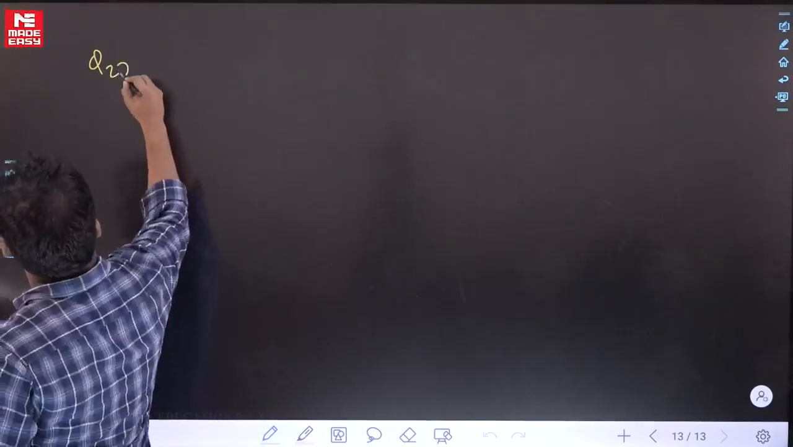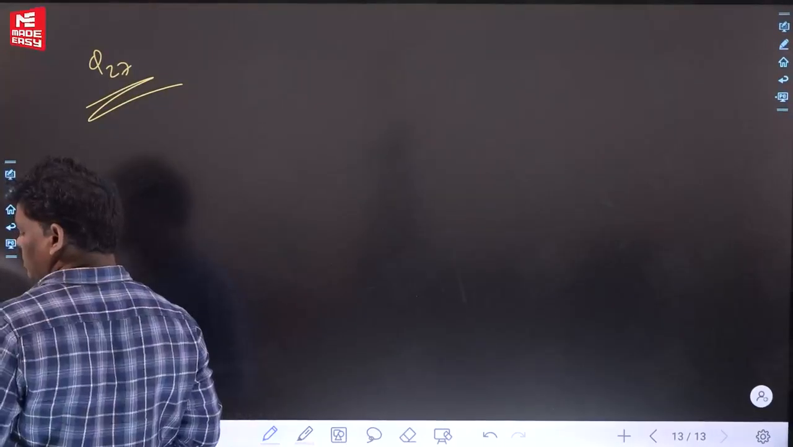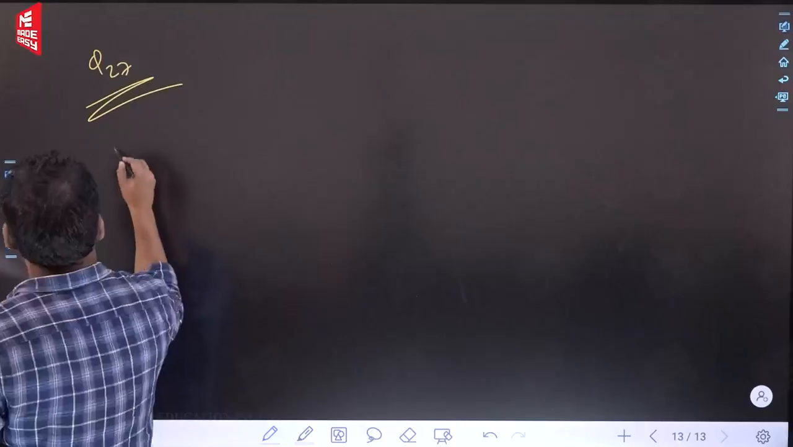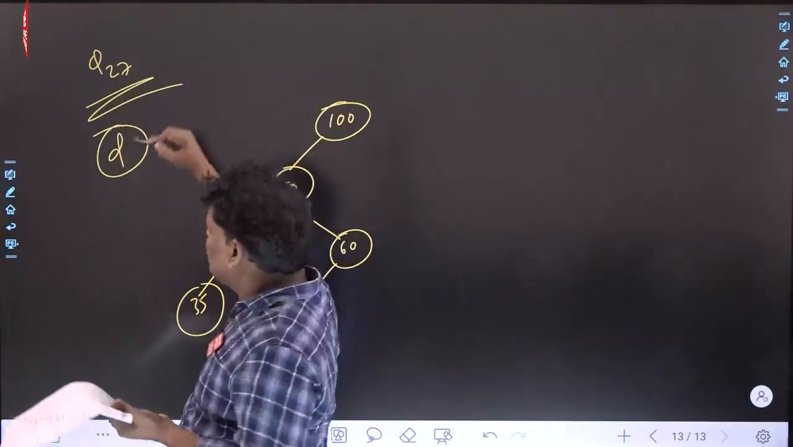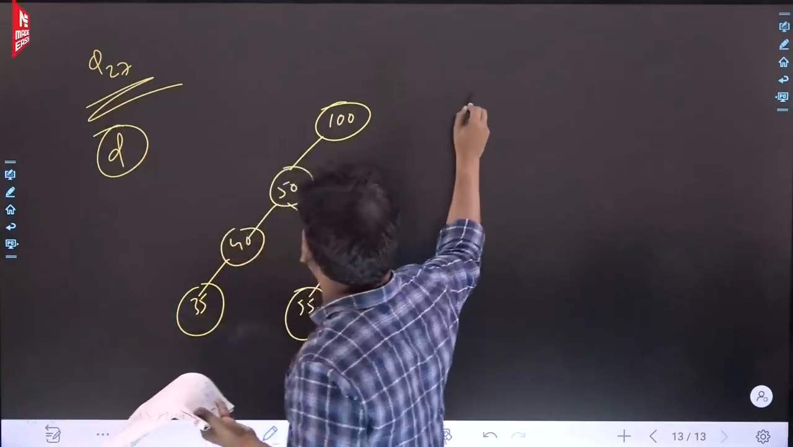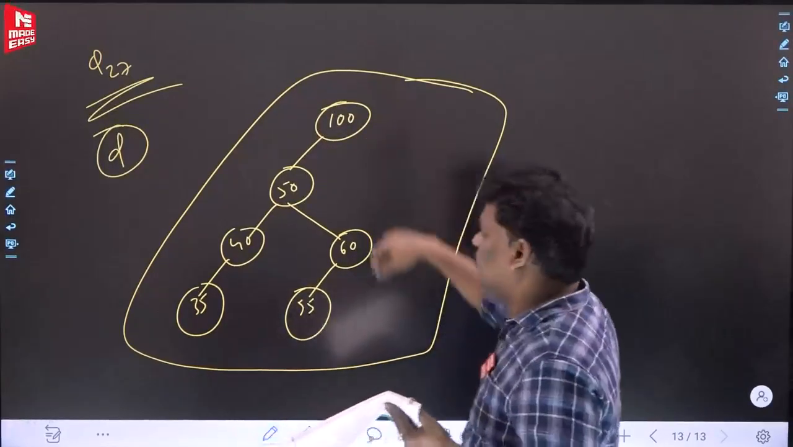Question number 27, answer is D. What is that one? None of these. The reason is, if you draw the tree for the given information, you will get this kind of tree.